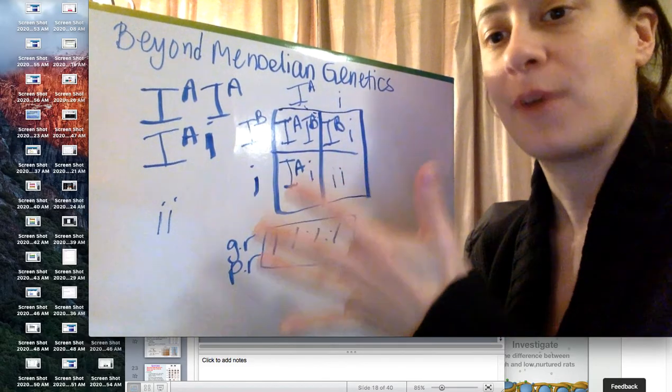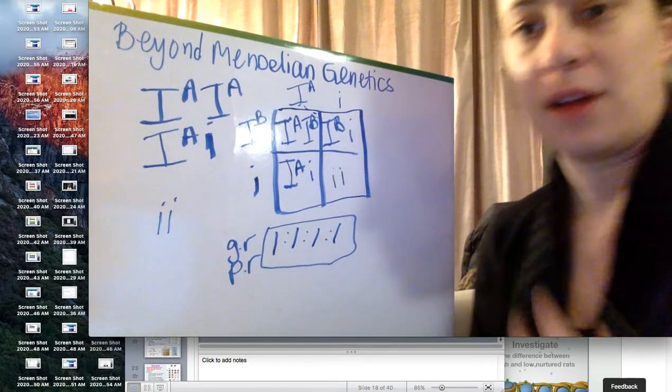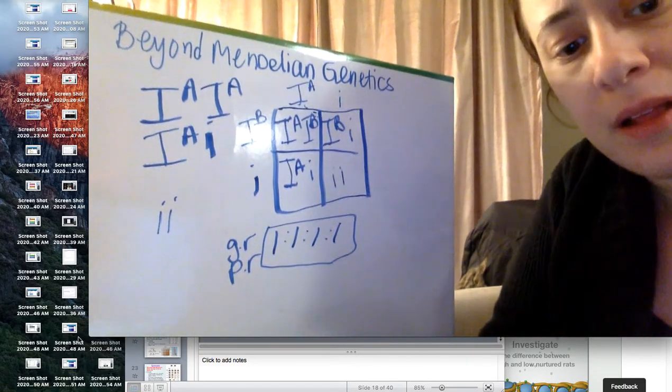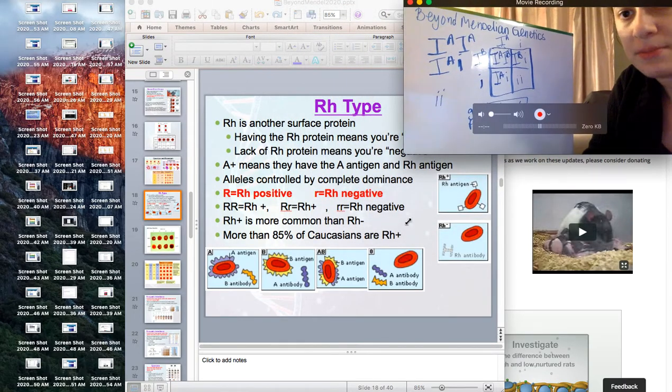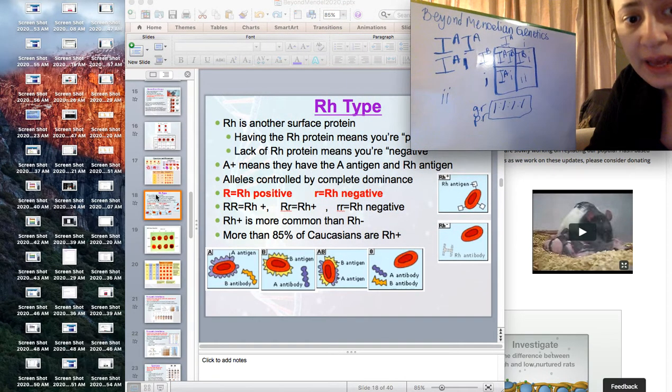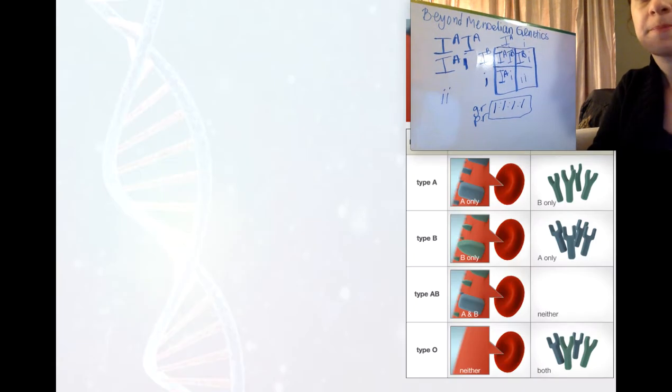So, I have some stuff already set up here that I'm going to be referring back to, and I have my little portable whiteboard here, which I'll just minimize. And we'll pick up where we left off last time.